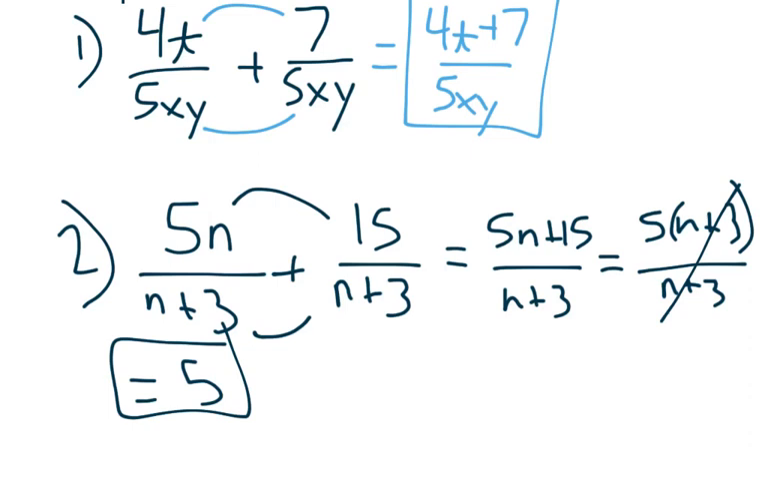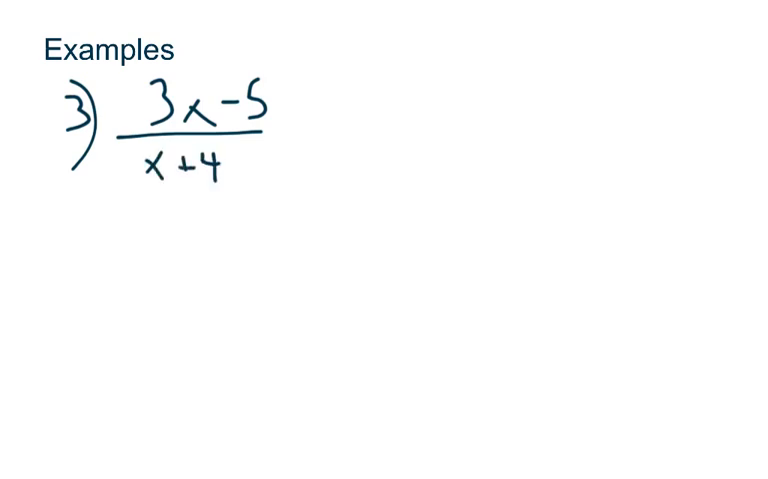We saw some examples of adding when we have common denominators. Now, let's take a look at an example of subtraction with common denominators. This is our third example. Let's say we have 3x minus 5 over x plus 4 minus 4x plus 2 over x plus 4.